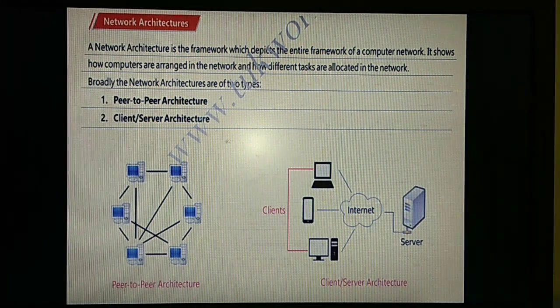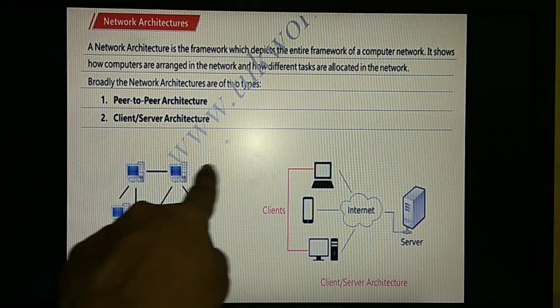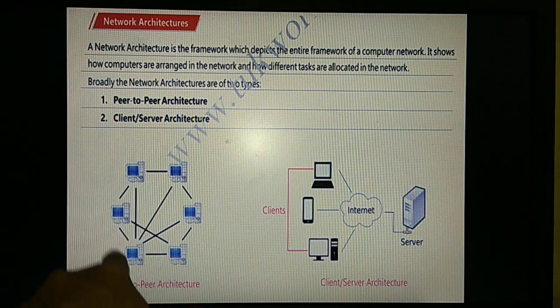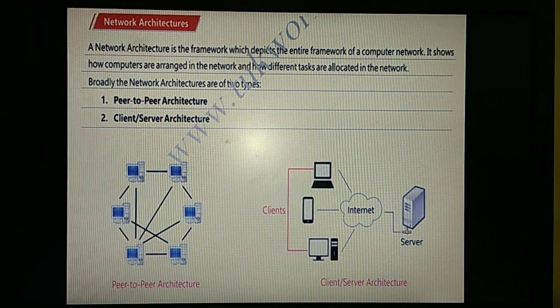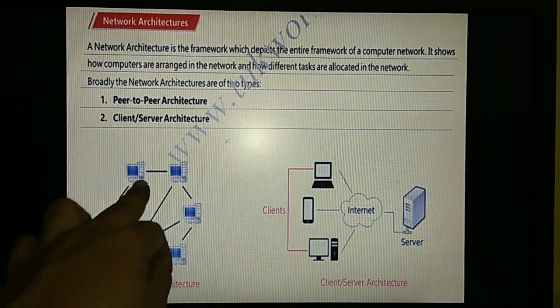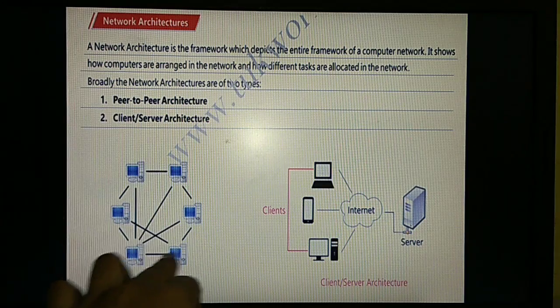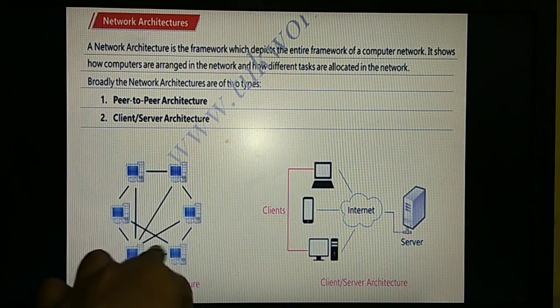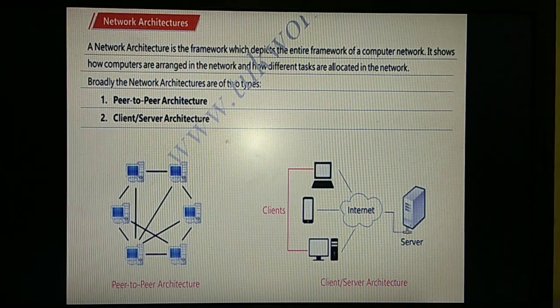It shows how computers are arranged in a network, and how different tasks are allocated in a network. How different tasks are allocated means, can you see how computers are interconnected with each other? These arrows, you can see lines.